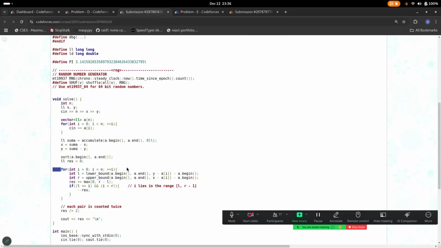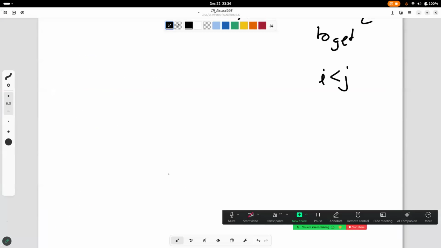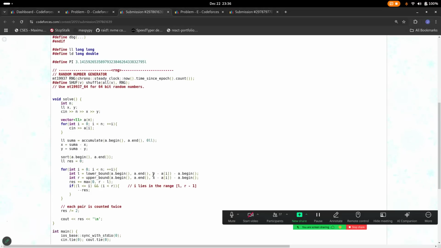Next, we iterate over all the elements. Now, we are trying to fix a of i over here. What happens when you try to fix a of i? Well, if you fix a of i, then your a of j must be greater than or equal to y dash minus a of i. So which will be the first index which is going to be greater than or equal to y dash minus a of i? That's going to be the lower bound of y dash minus a of i. This basically gives you the first element which is greater than or equal to whatever you pass over here, y dash minus a of i. And we can just subtract a dot begin to get this index.